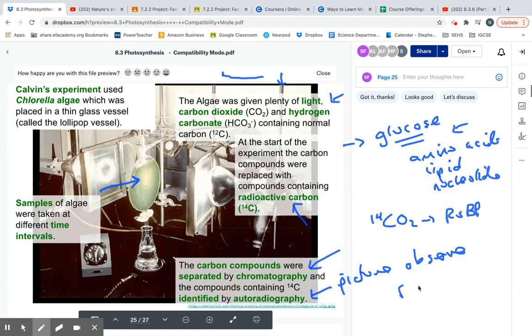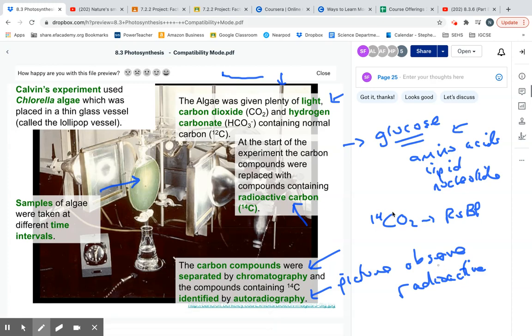That's okay. Radioactivity. So it's almost like taking an X-ray to see what's radioactive. So that was his technique.